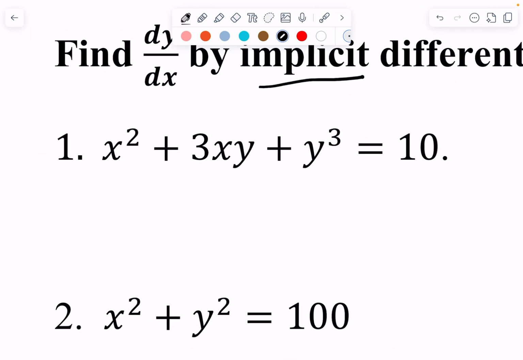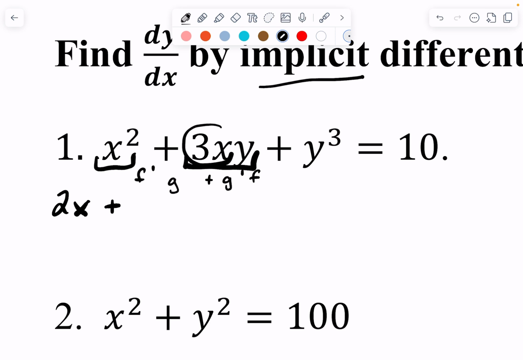Pause this if you are ready for it. Otherwise, here you go. We have 3 pieces on this left side and 1 piece on the right side, but this one is going to involve the product rule. So I'm going to do this one first. This is 2x. You can put the dx on it if you want to, but you don't have to. 2x is that guy's derivative, plus f prime g plus g prime f. This is going to be my f part, and this is going to be my g part.